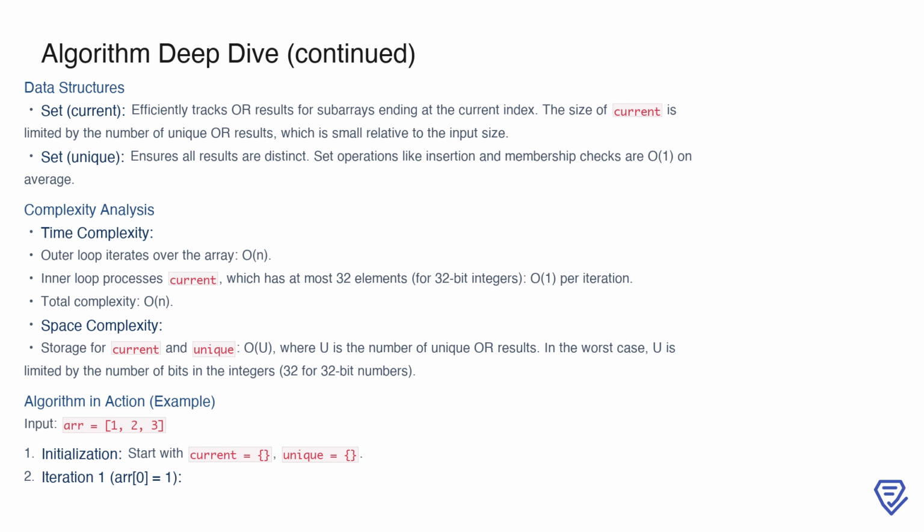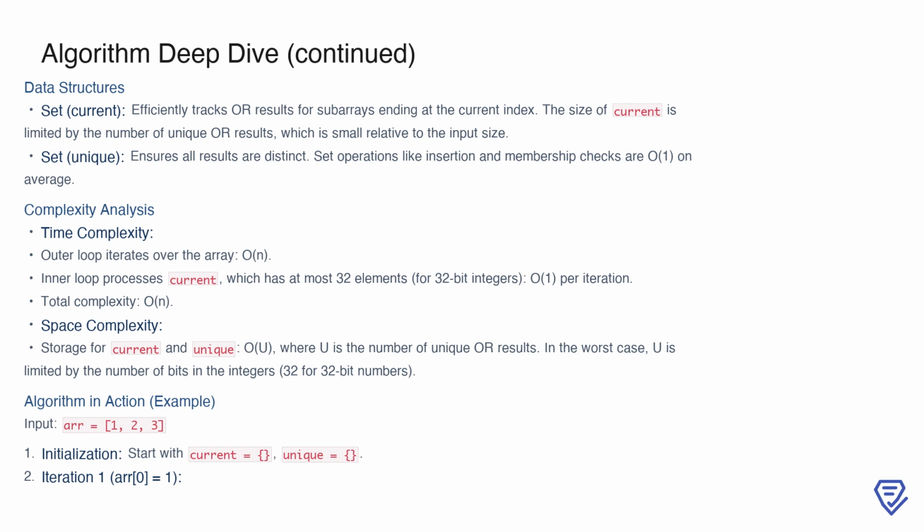In terms of complexity, the algorithm iterates over the array in an outer loop, which takes O(n). Within the loop, the current set processes a limited number of elements because the number of unique OR results is bounded by the number of bits in the integers, typically 32 for 32-bit numbers. This makes the inner processing effectively O(1) per iteration. Overall, the time complexity is O(n), and the space complexity is O(u), where u is the number of unique OR results.